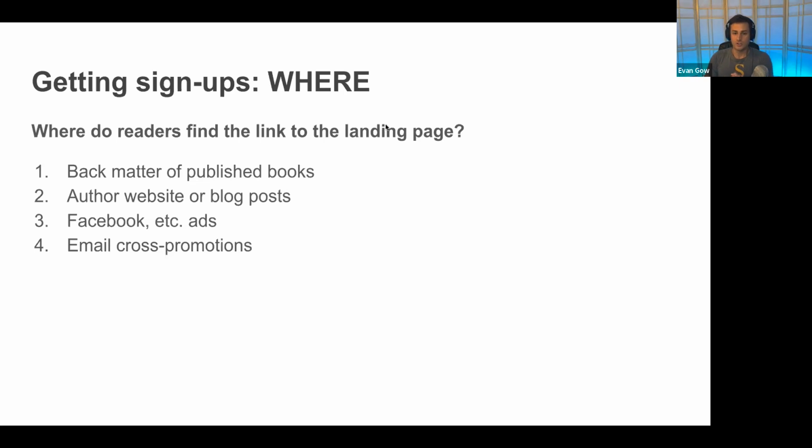So where do you actually promote your reader magnet? You've got this landing page where people can sign up to your mailing list and get the book, but how do people actually find that link? As we've already mentioned a couple of times, putting the link at the back of your book or at the front of your book are great places for readers to discover that you've got that reader magnet, and then they can join your mailing list and get that story for free. Second place would be author websites or blog posts. You can put it across social media, or even boost those posts on social media as well.